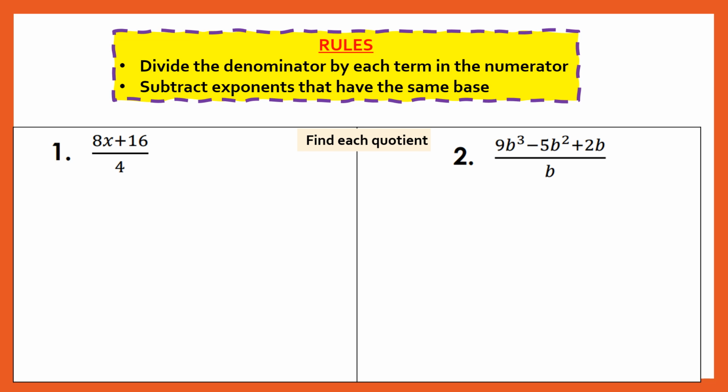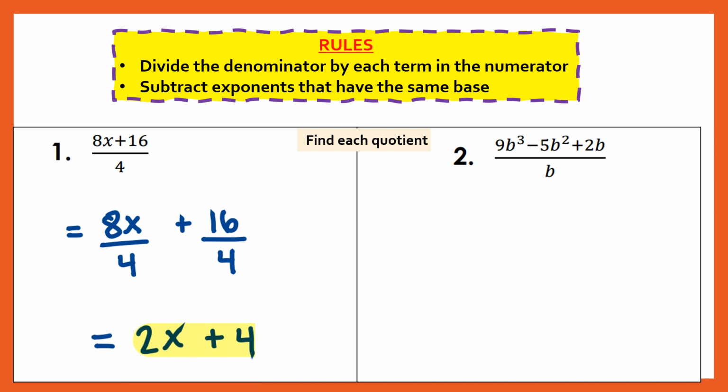So our first problem here is 8x plus 16 divided by 4. So we want to divide 8x by 4 because it's our first term, and then 16 divided by 4. I only have one x, or one variable, so no need to subtract exponents here. So I'm simply going to divide 8 by 4. 8 divided by 4 gives me 2, and 16 divided by 4 gives me 4. Nothing else to simplify here, and that is my final answer.